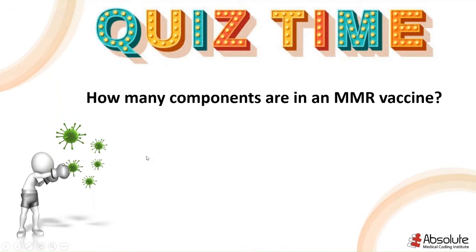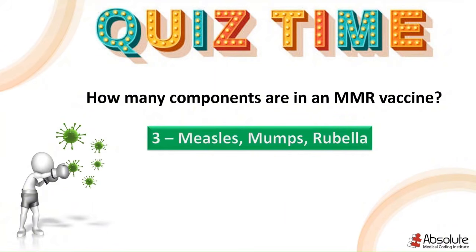Yes, you are correct. So next, how many components are there in an MMR vaccine? Come on, coders, let me know in the chat. Yes, I told you, you all are ready for the medicine section. Yes, we have three components, and they are measles, mumps, and rubella, and this is a combination vaccine. Exactly. Awesome. I can see awesome answers in the chat.